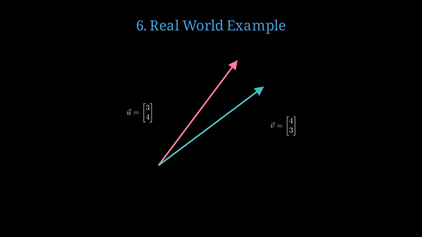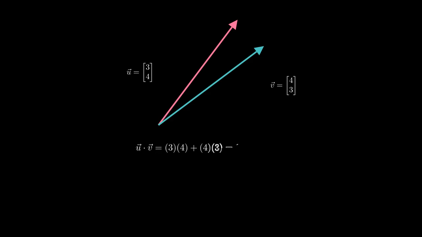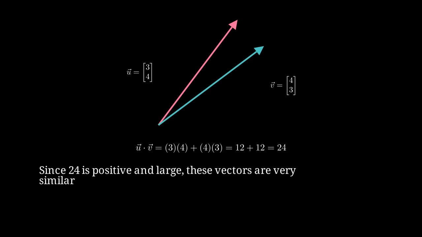Let's see a concrete example with actual numbers. Consider two vectors, u equals (3, 4) and v equals (4, 3). Their dot product is 3 times 4 plus 4 times 3, which equals 24. Since 24 is positive and relatively large, these vectors are very similar in direction.